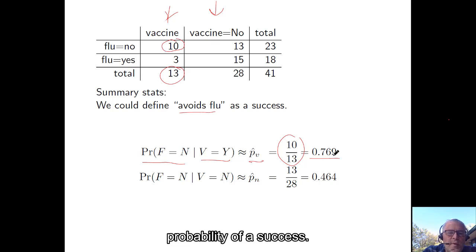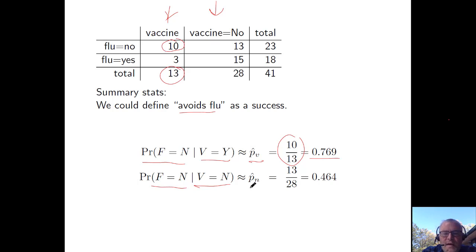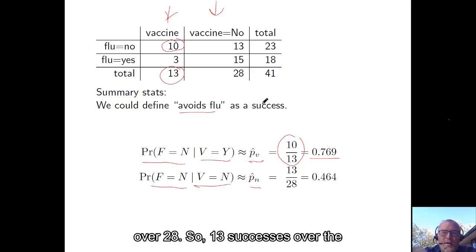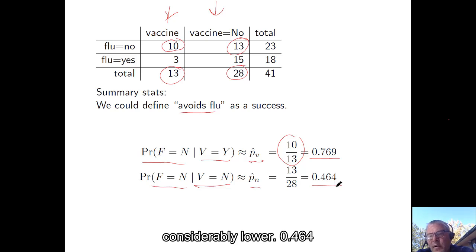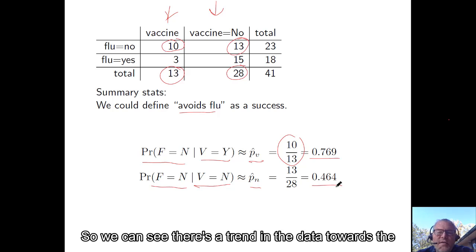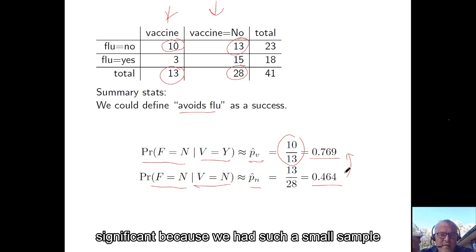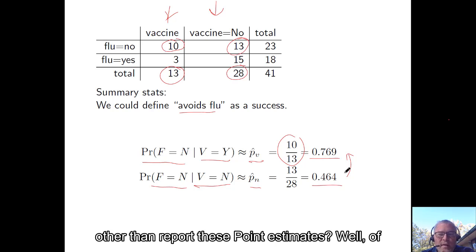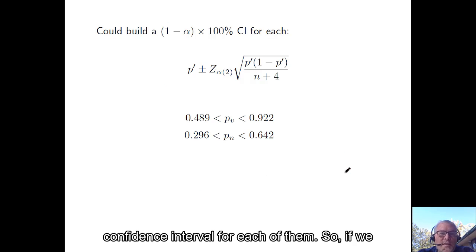0.769. And the probability of a success, avoiding the flu, given you didn't get the vaccine, is the p-hat for the non-vaccinated group. That's 13 over 28, so 13 successes over the sample size. That's considerably lower, 0.464. So we can see there's a trend in the data towards the vaccinated individuals avoiding the flu more successfully, but it wasn't significant because we had such a small sample size. What else can you do other than report these point estimates? Well, of course, we could do something like build a confidence interval for each of them.